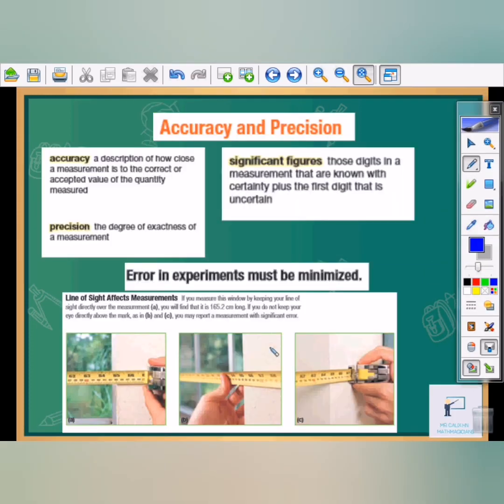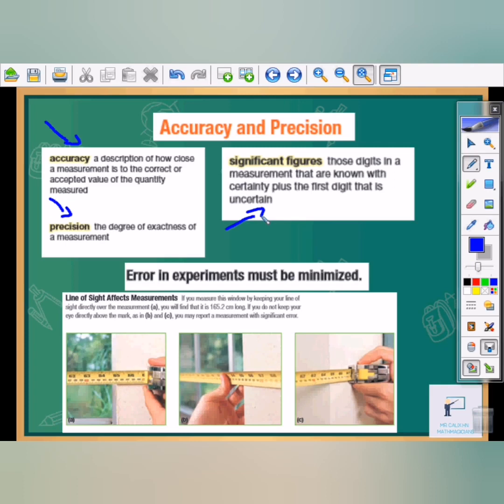Okay, continuing. Now we're going to continue with accuracy and precision. Accuracy, as it says here, is a description of how close a measurement is to the correct or accepted value of the quantity measured. Precision is the degree of exactness of a measurement, and significant figures will help us to find accurate and precise answers. For example, it says significant figures, those digits in a measurement that are known with certainty plus the first digit that is uncertain. Because no measurement is perfect, we must consider both accuracy and precision. Accuracy, which describes how close the measurement is, and precision, which describes how exact the measurement is.